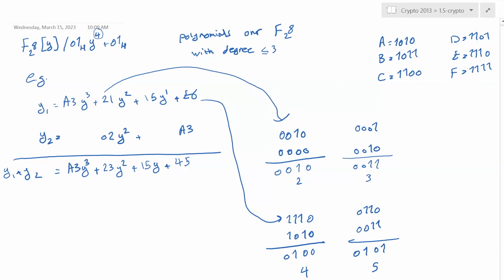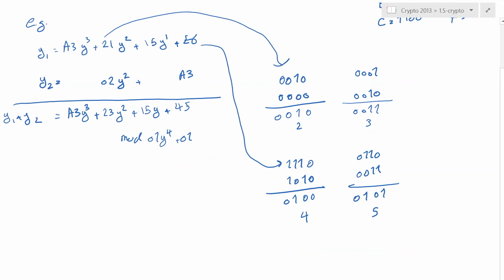All of them are in hex. Again, we have to do this mod y^4 plus 01. Then actually the result would not change. It would become the same thing because the degree is less than 4, so the modular operation doesn't come into play at all.